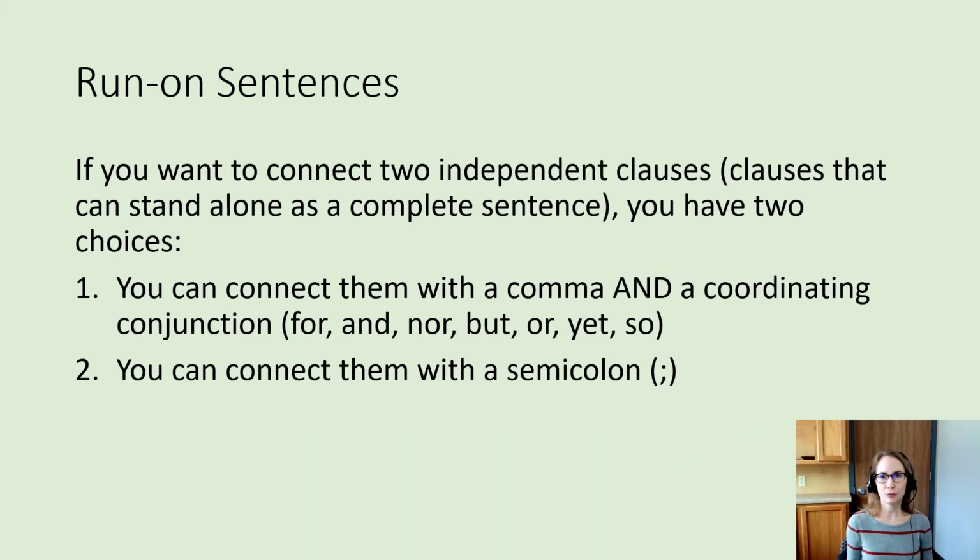If you want to connect two independent clauses, clauses that can stand alone as a complete sentence, you have two choices. First, you can connect them with a comma and a coordinating conjunction. You have to have both. And the coordinating conjunctions are for, and, nor, but, or, yet, so. If you have a hard time remembering those, you can use the mnemonic device, fanboys, to kind of give you that hint and help you remember what your options are there. The other option is to connect those two independent clauses with a semicolon.